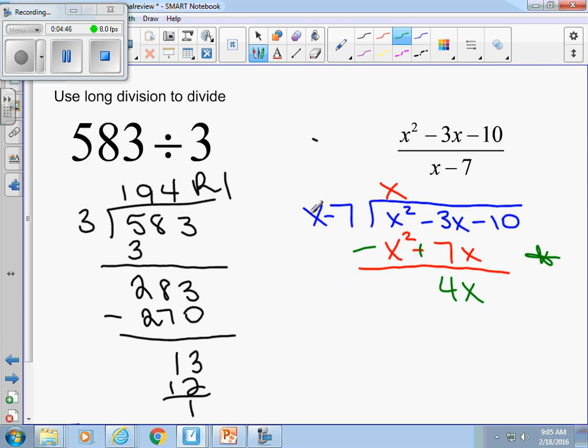Okay, any questions so far? I'm going to go ahead and bring down the 10 just like I did on the others. And then what? What did I do over here with the 3 and the 283? The 3 and the 28. You did 3 times what gave you 28, right? So I'm going to do x times what gives me 4x. 4.